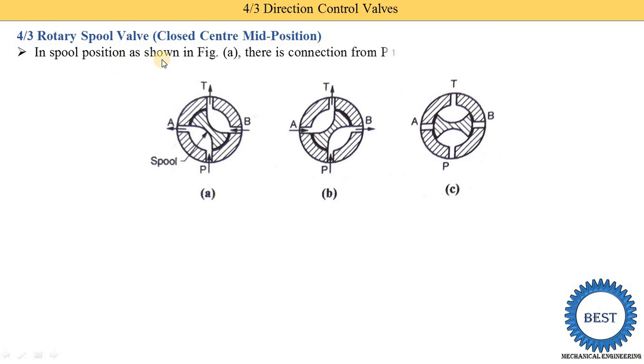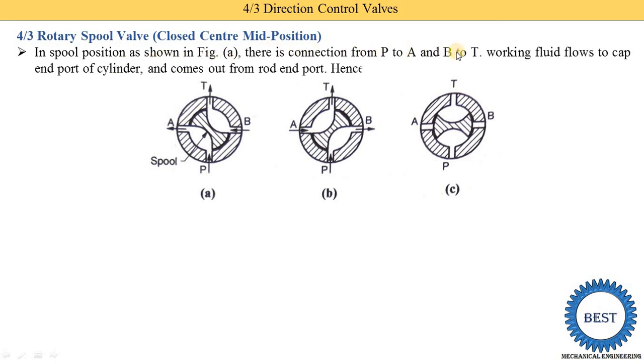In the spool position as shown in figure A, there is a connection from P to A and B to T. So in this image A, here you see the oil is coming from the P port, or air coming from the compressor is entering the P port. From the P port it is supplied to the A, and the A port is further connected with the actuator, either a cylinder or a motor. And here you see the B port is connected with this T port.